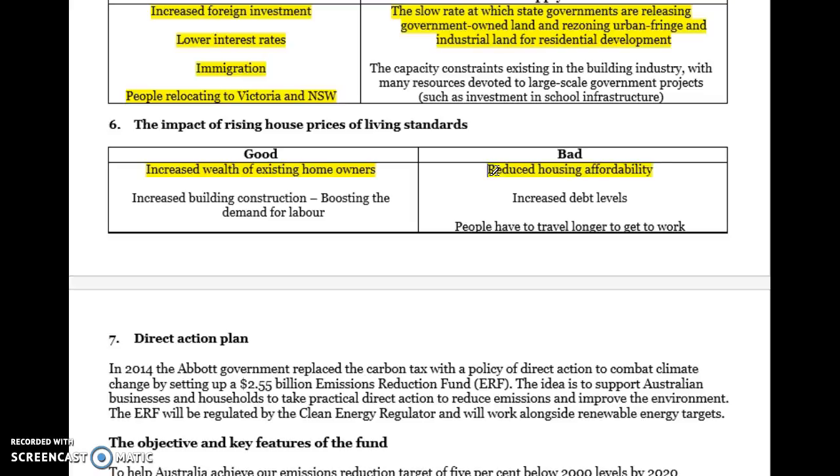And the fact that people have to travel longer to get to work, if you want to make the link to non-material living standards, a lot of people can't afford to buy houses in inner city areas, so they have to travel longer to get to work because that's the only way they can afford a house. So that's another impact on non-material living standards.